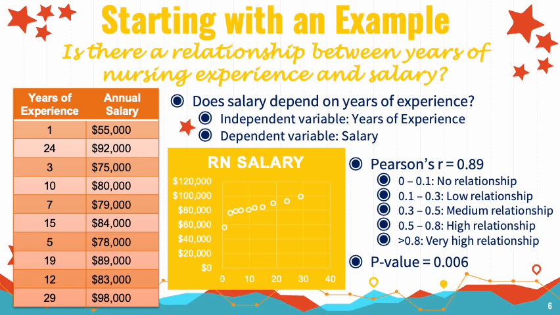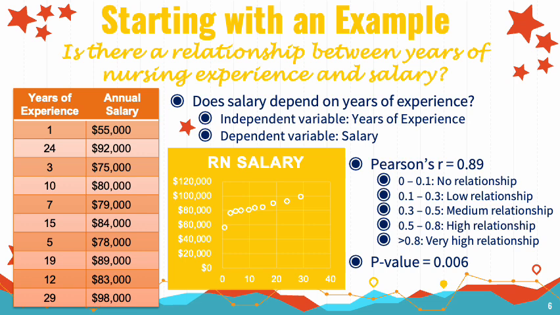We would expect there to be a positive correlation between years of nursing experience and nurse's salary. In other words, we would expect that as the years of nursing experience increases, the salary of the nurse would also increase. Since we are looking at if the salary depends on years of nursing experience, we would say years of nursing experience is our independent variable and salary is our dependent variable. Since we have two variables, we are looking at a bivariate relationship between the variables.